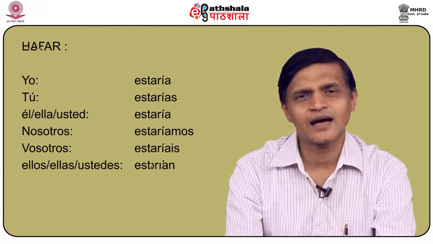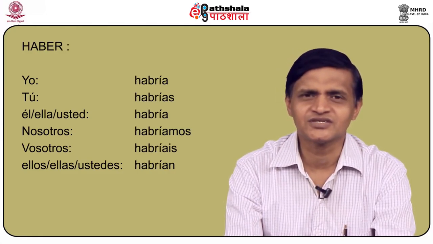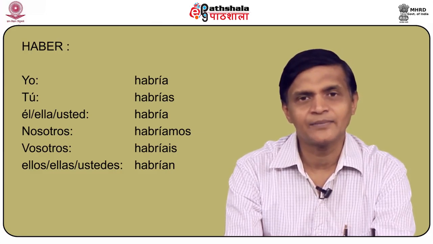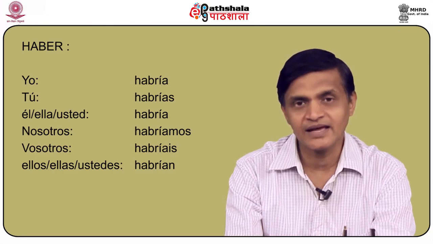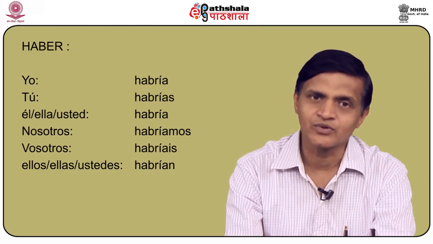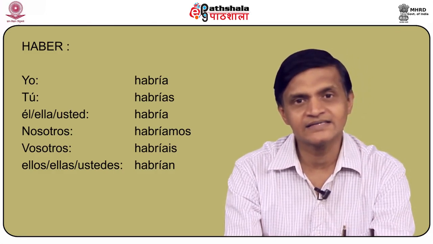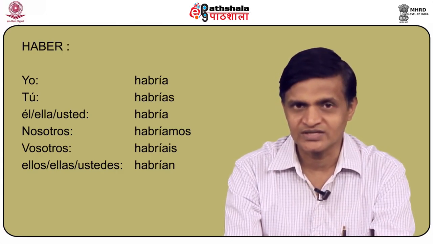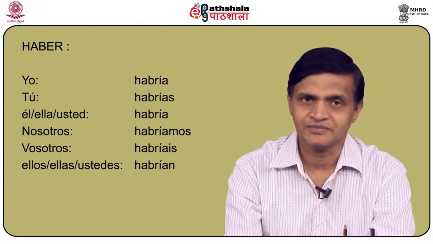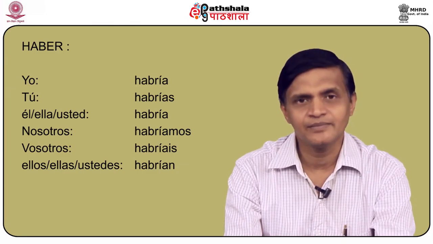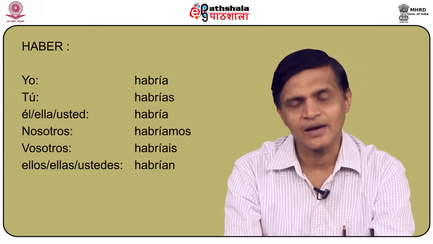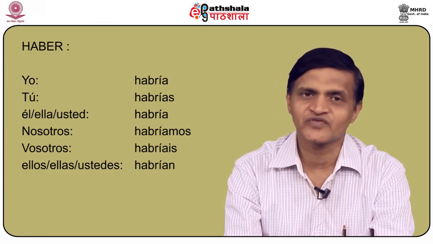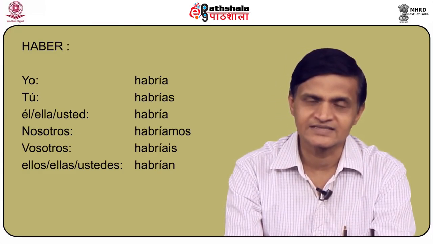How do you conjugate haber in the conditional? Haber is conjugated in the following manner. Yo habría, tú habrías. Él, ella, usted habría. Nosotros habríamos. Vosotros habríais. And ellos, ellas, ustedes habrían. I repeat. Habría, habrías, habría. Habríamos, habríais. And habrían is the conjugation of haber in the conditional tense.